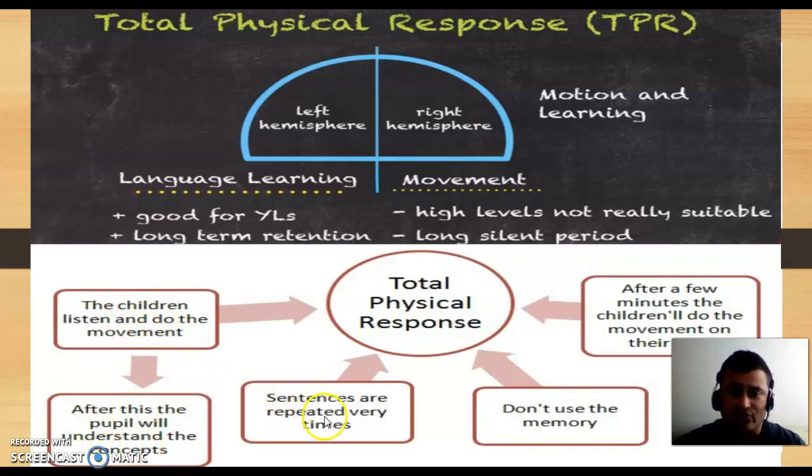The sentences are repeated many times. It is mandatory. The teacher has to repeat the lesson in order for the children to acquire or understand. They don't use memory, because the idea is that children just understand the commands as quickly as possible. After a few minutes, the children will do the movement on their own.